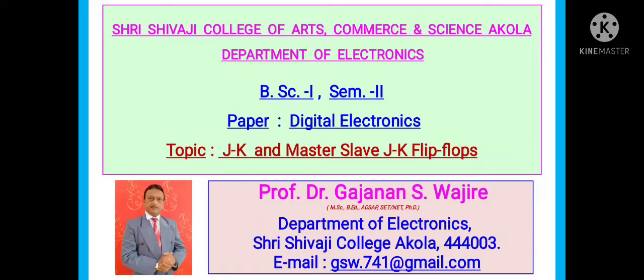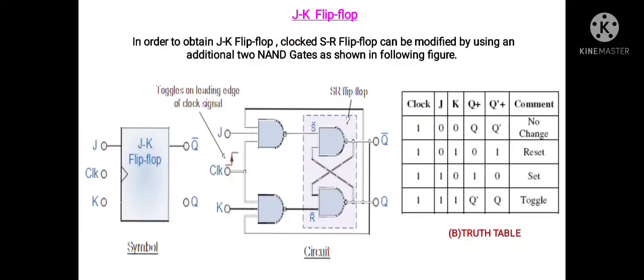Today's topic for discussion is JK and master slave JK flip-flops. Already we have discussed clock SR flip-flop in detail. In order to obtain a JK flip-flop, this clock SR flip-flop can be modified by using an additional two NAND gates, gate 1 and gate 2, as shown in this figure.